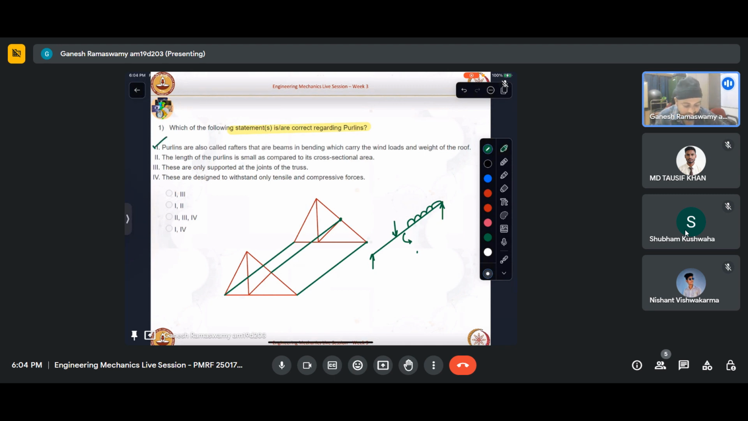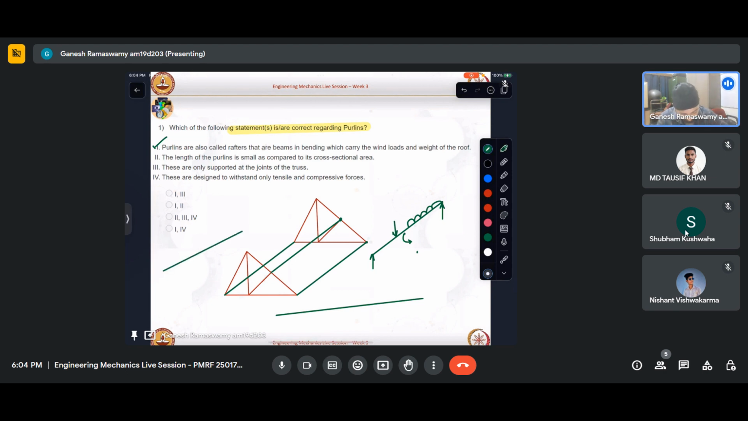The next option: the length of the purlin is small as compared to the cross-sectional area. Essentially, one thing we should note is that beams are slender members. When we go to higher studies, we'll be dealing with something called deep beams, but that is quite specialized. In general, beams are quite slender, meaning the cross-sectional area is much smaller, or the least lateral dimension is much smaller than the length.